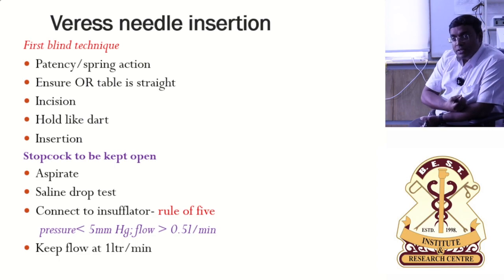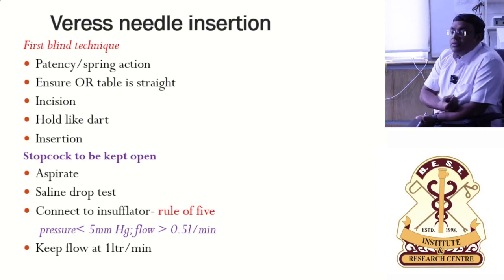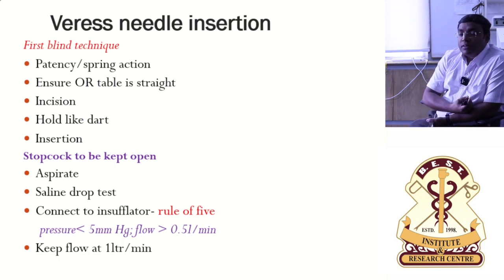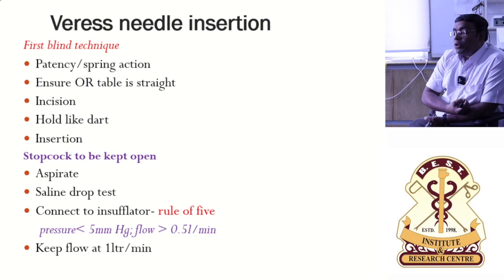Only 1 liter, is it? Yeah. So Veress: absorption of carbon dioxide in the blood is 1 liter per minute. So if by chance we have entered an organ or anything, the carbon dioxide that is there will get easily dissolved in the... What organ? So if we hit the omentum or any bowel injury.